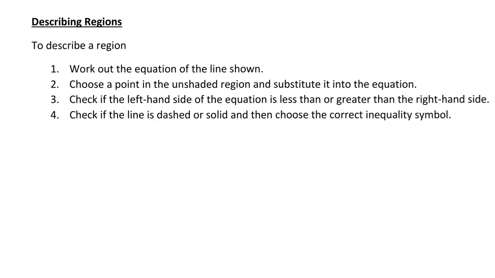To describe regions, we need to work out the equation of the line that's shown. We need to choose a point in the unshaded region and substitute it into the equation. And then check if the left side of the equation is less than or greater than the right hand side. And then check if the line is dashed or solid and choose the correct inequality symbol.